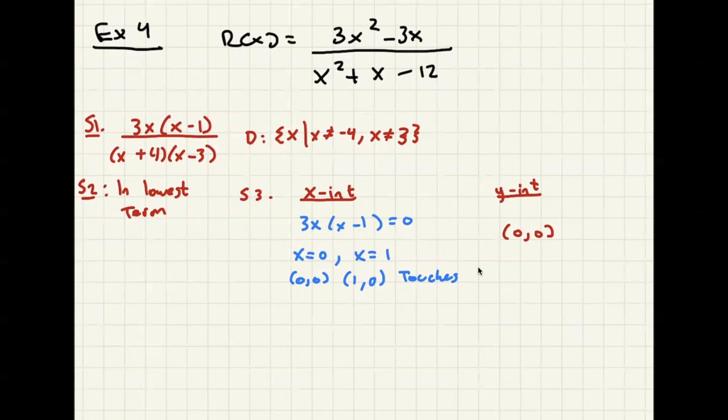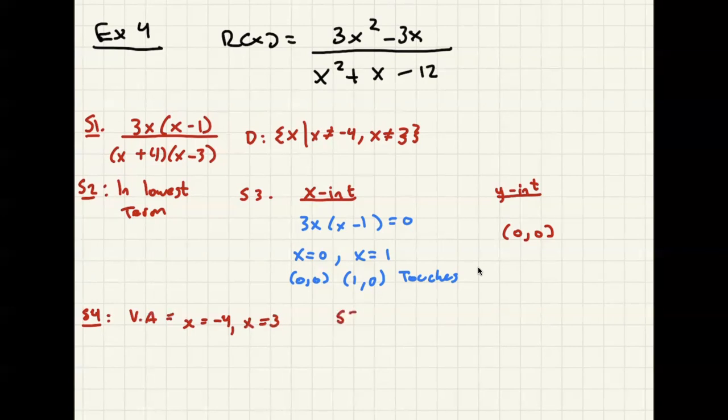All right, step 4 is finding vertical asymptotes. Our vertical asymptotes are pretty easy. Our vertical asymptotes are x equals -4 and x equals 3. They both have multiplicity of 1, which means they're going to be going in opposite directions.